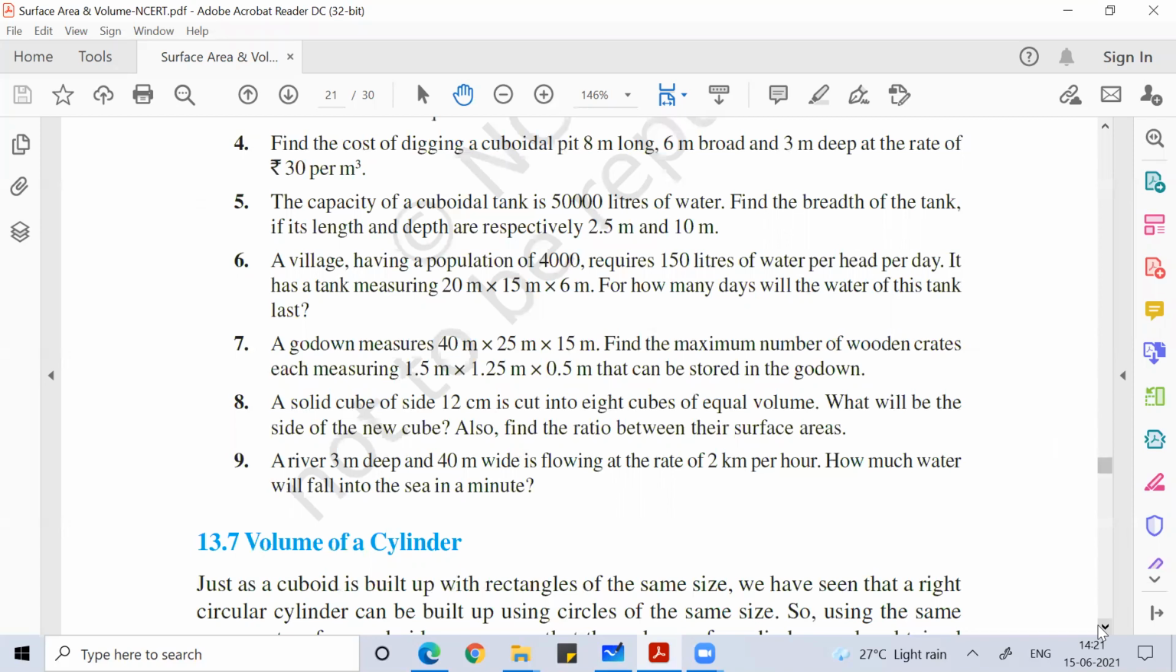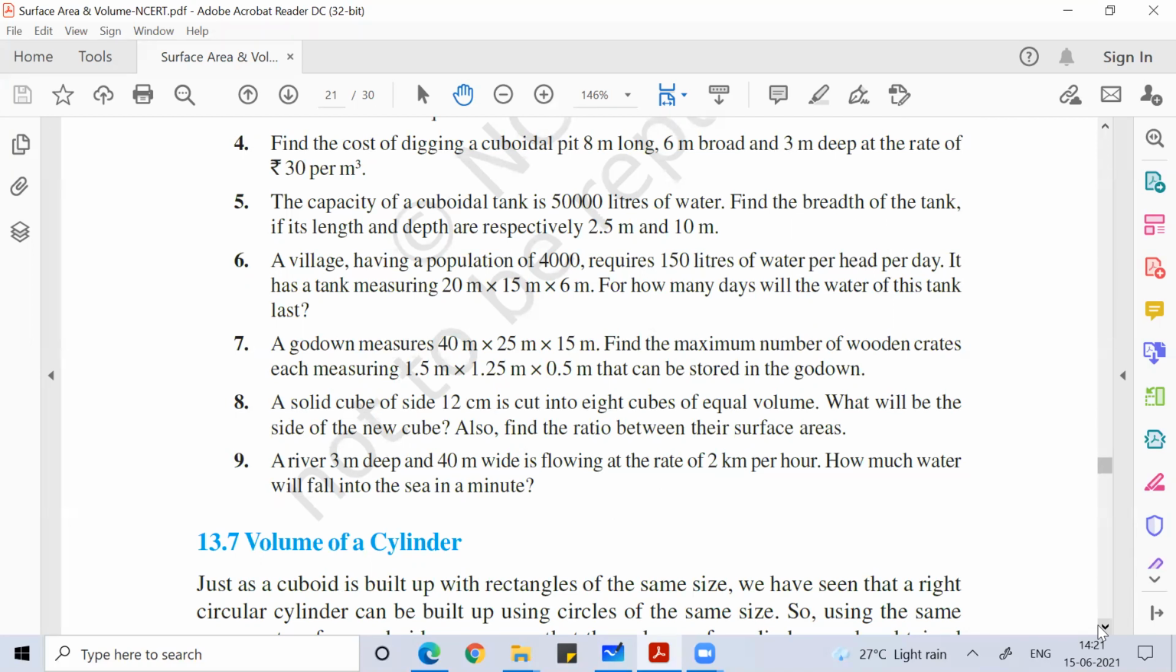Question number 6. A village having a population of 4,000 requires 150 liter of water per head. So what is the total volume of water required? That is 150 into 4,000 by 1,000. Can you understand this? Yes, sir. In meter cube, it means 150 into 4 meter cube, which is 600 meter cube.